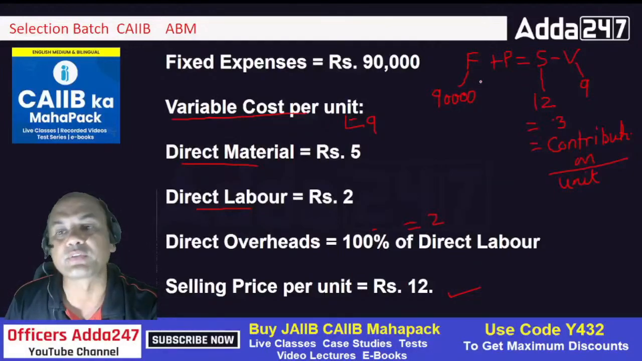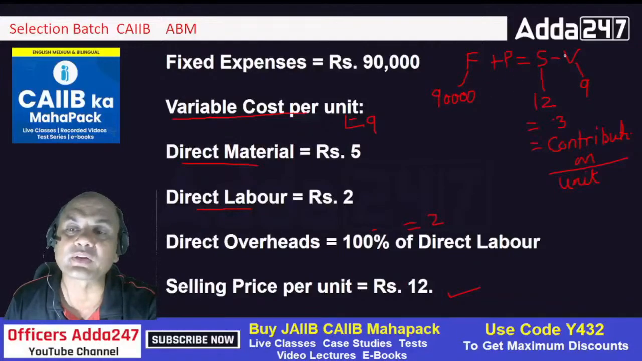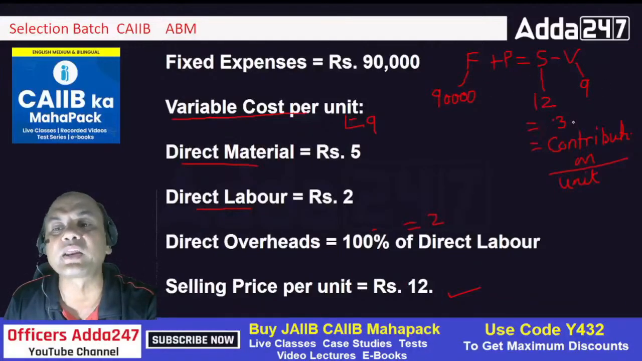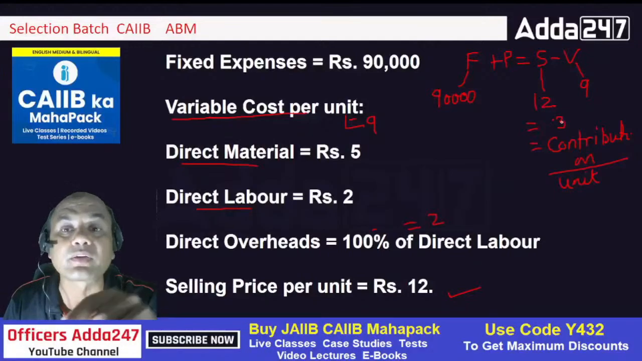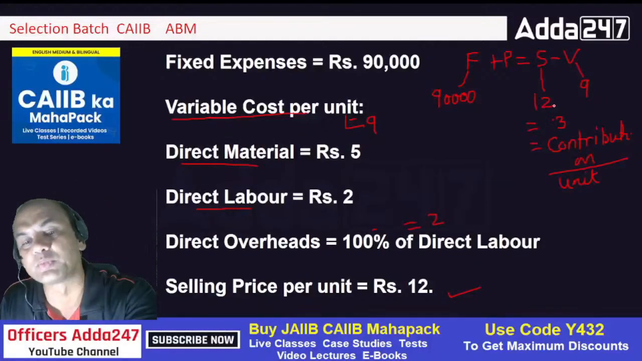So now S minus V you can get. If I ask you what is the contribution, contribution will be 3 rupees per unit. Got it? Clear? Okay, now let's move on.